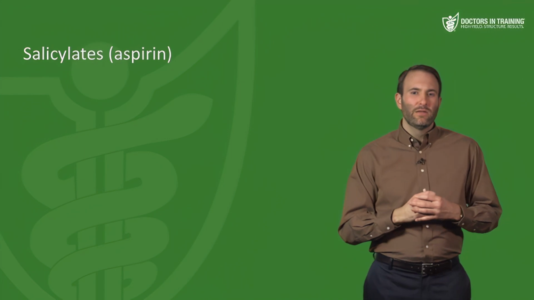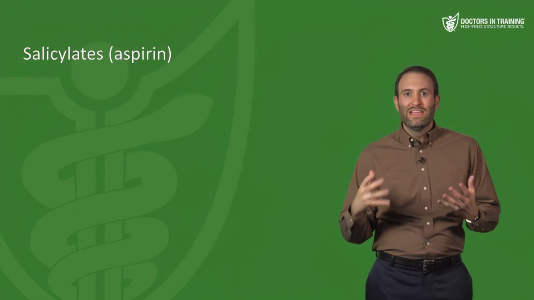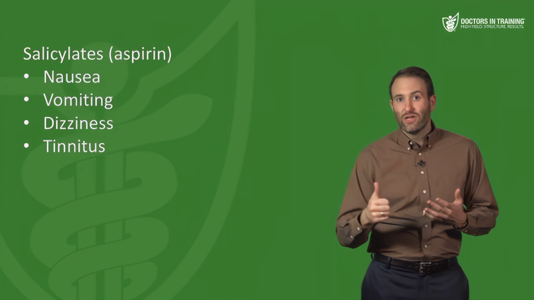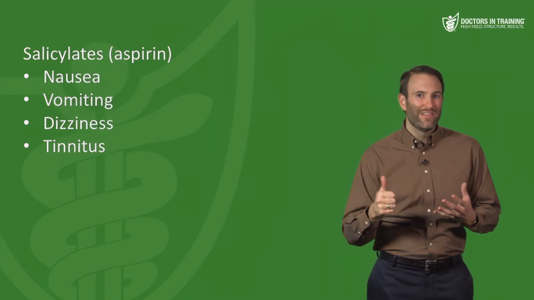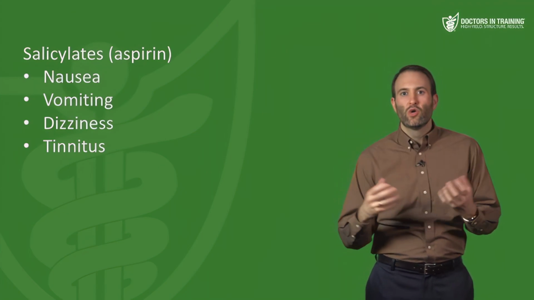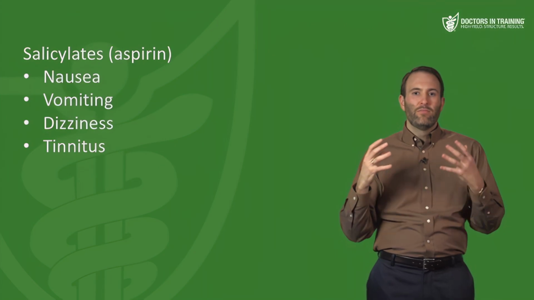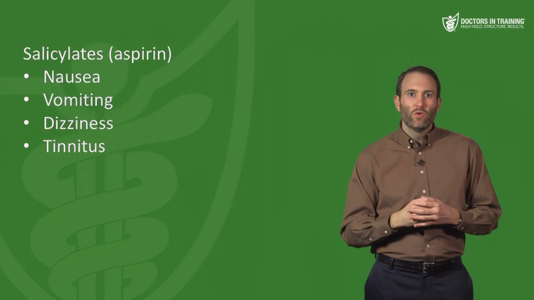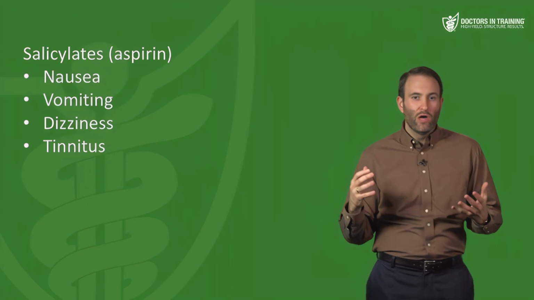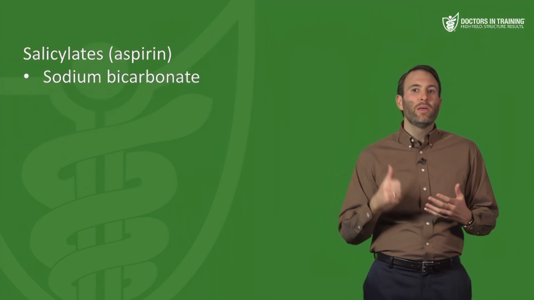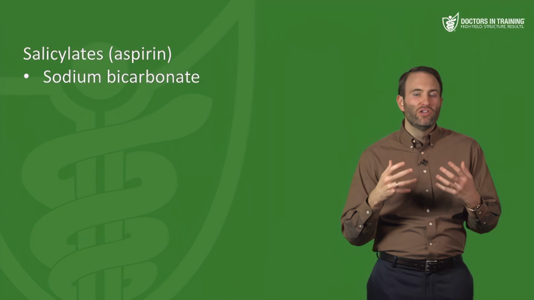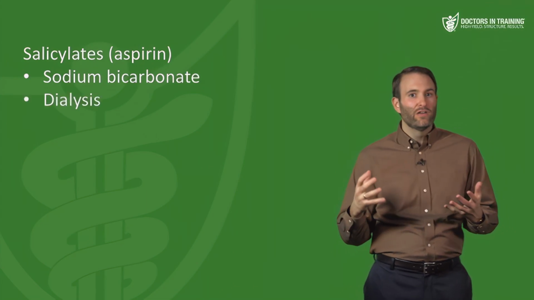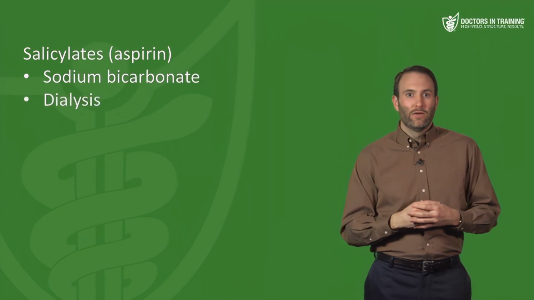Next, we have salicylates. So this is things like aspirin. So these patients are going to have things like nausea, vomiting, dizziness, and tinnitus. Now that tinnitus is a great clue on a question that a patient might have taken too much aspirin. Now if you were to have a toxic overdose, what would you give? Well, you would give sodium bicarb, and that's going to alkalinize the urine and trap the salicylate in the urine. Dialysis might also be helpful, but that obviously isn't an antidote.